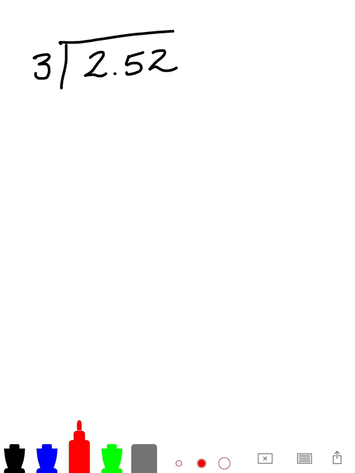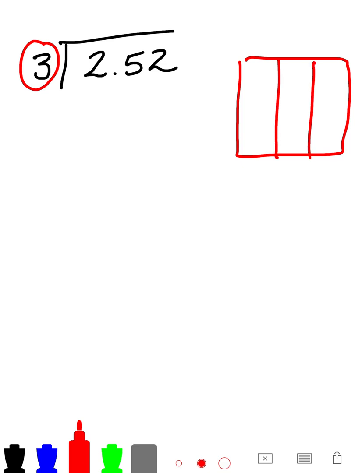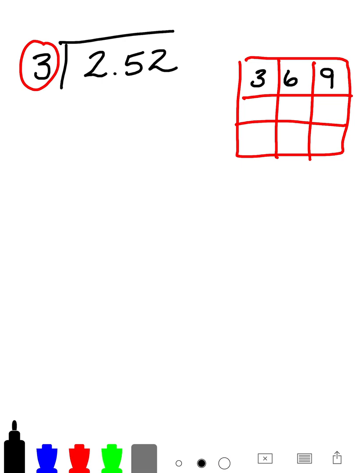First thing I notice is that this is only 1 digit. So since it's only 1 digit, I'm going to create a count by box over here. And I'm going to list the multiples of 3 because that's our digit. So I have 3, 6, 9, 12, 15, 18, 21, 24, and 27. Okay? I'm going to refer back to this count by box as I work through my problem.